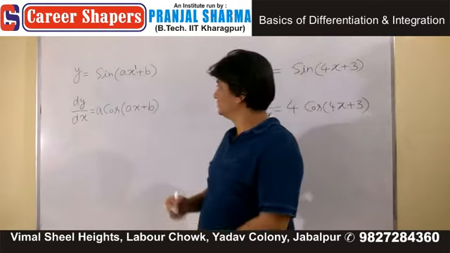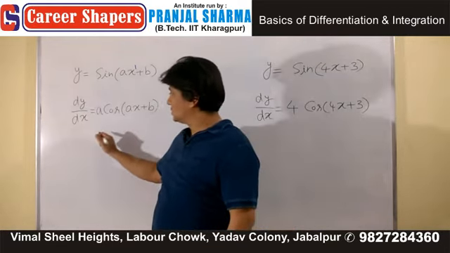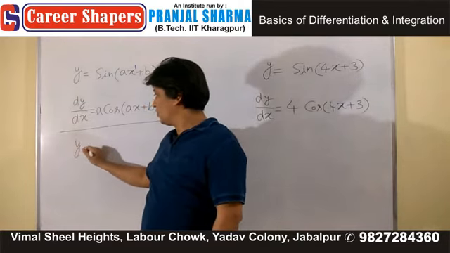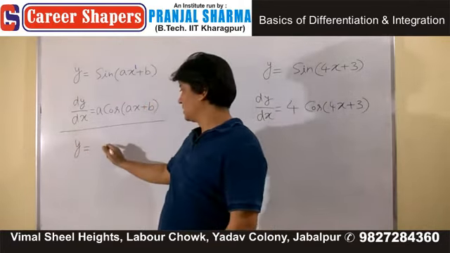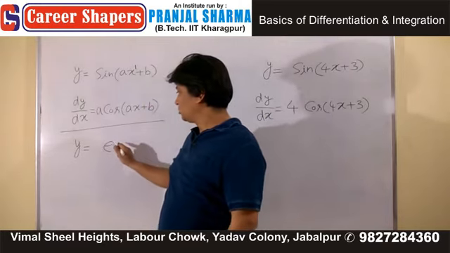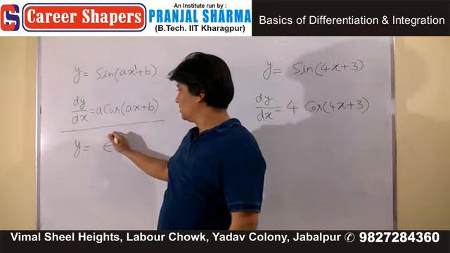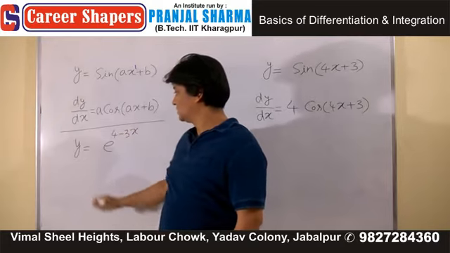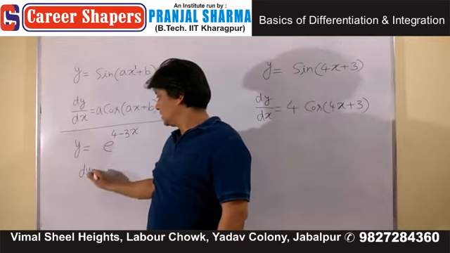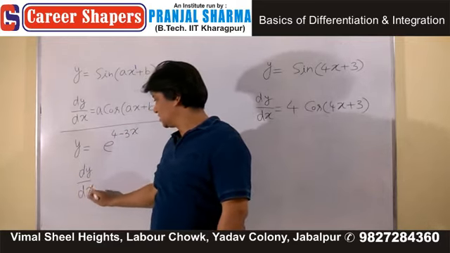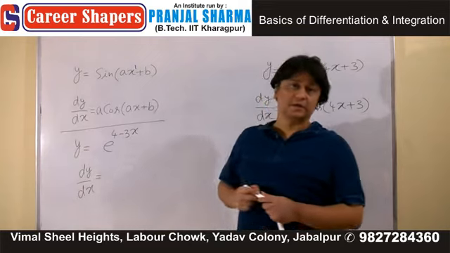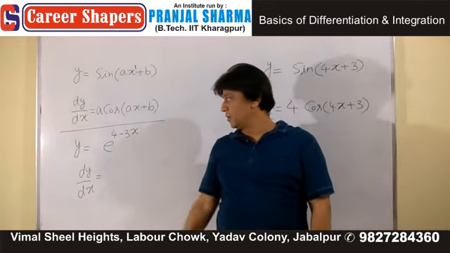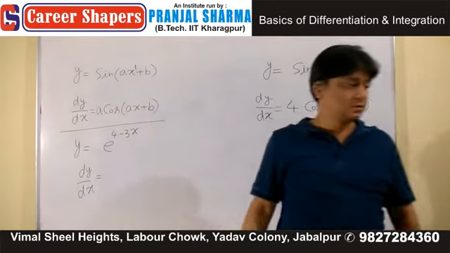Now again, suppose they give you y equals to e to the power 4 minus 3x. Now let's see how many of you can answer this thing. Y is e to the power 4 minus 3x. Write down dy by dx for this.